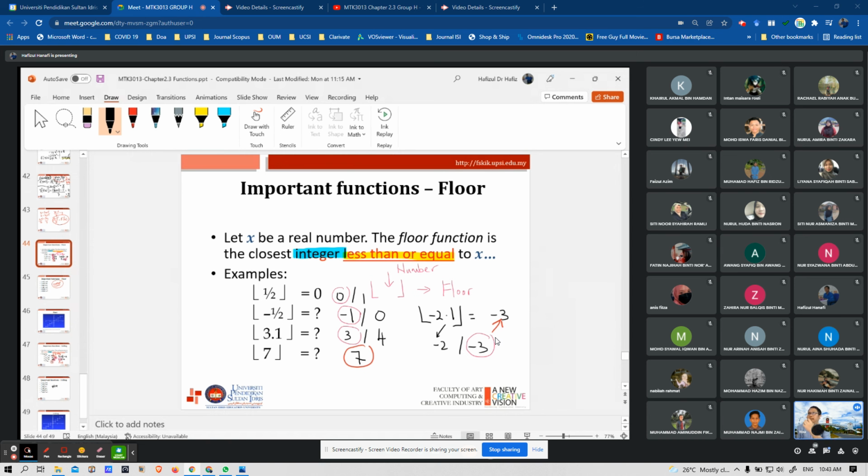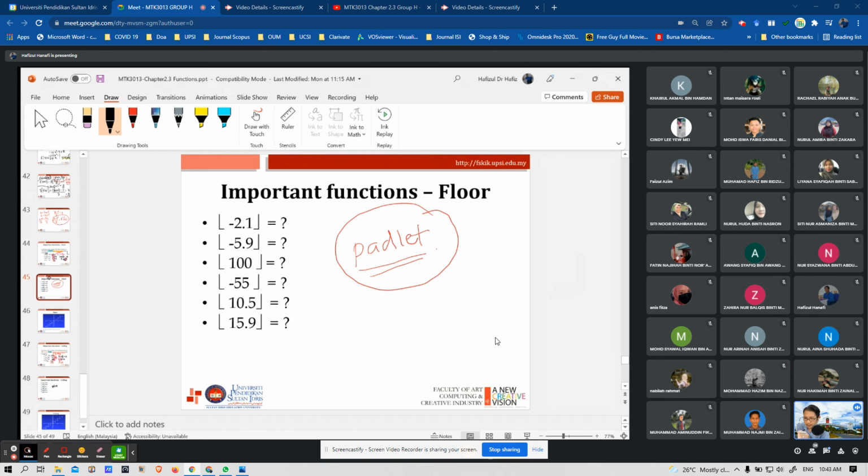This one is another important function, which we name the floor. For example, here, the closest integer less than or equal to x. We have 0.5, the closest, we floor. Floor is like this. Negative 2.1, the floor is negative 3. Negative 0.5 is negative 1, 3.1 is 3, 7 is 7. This one for the exercise, please upload to Padlet.